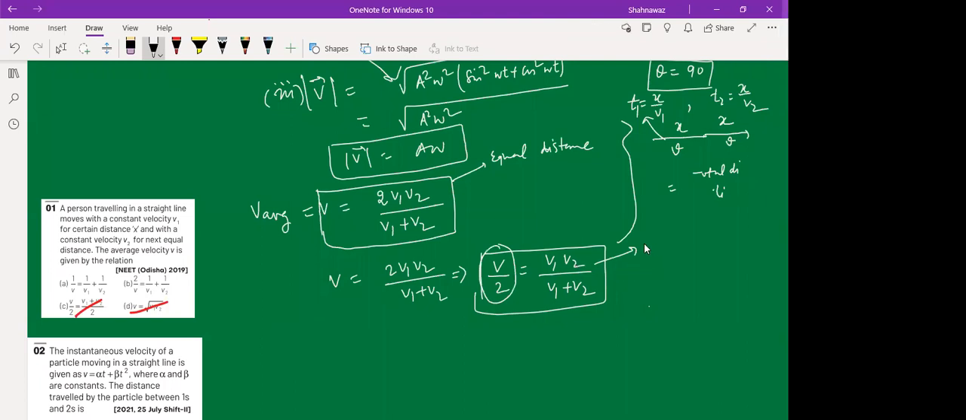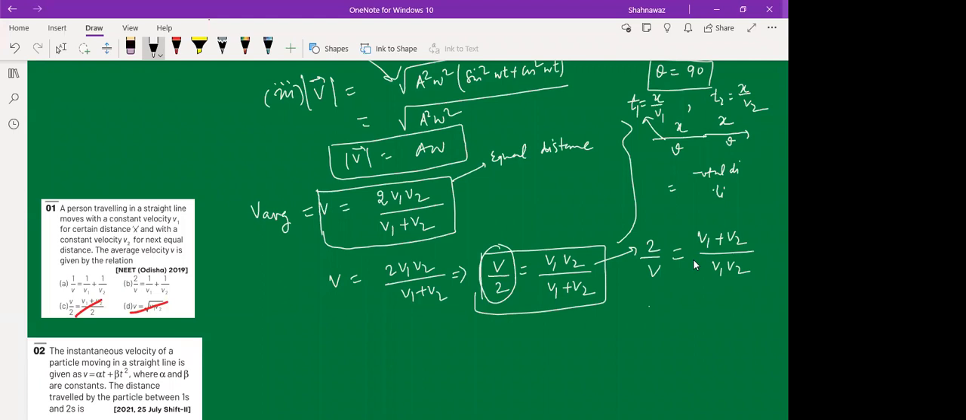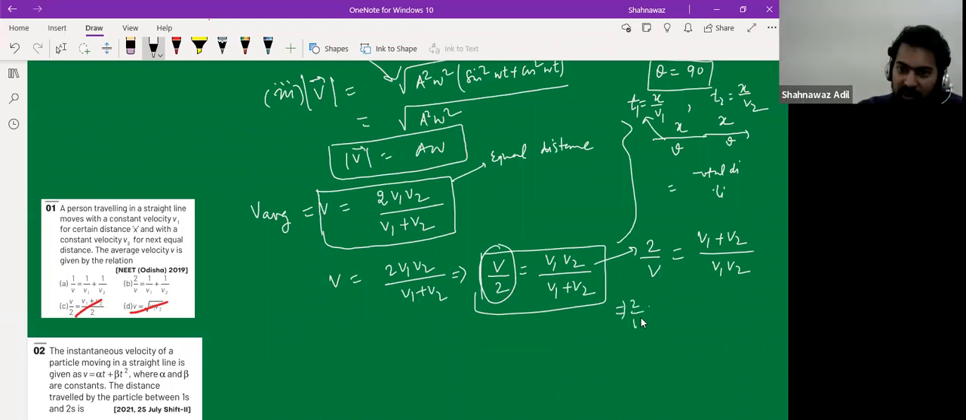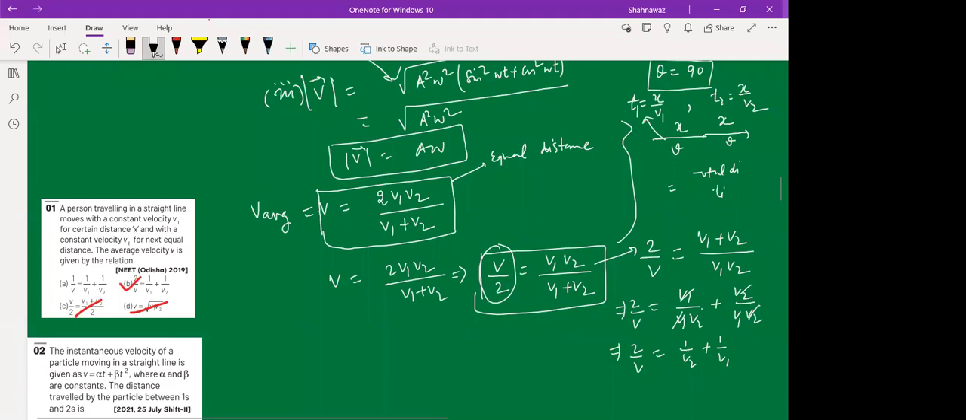Yes, sir. So this will be 2 by V, and this will be V1 plus V2 by V1, V2. Any problem in doing that? No, sir. So this is matching with the option. So this will be V1 by V1 into V2 plus V2 by V1 into V2. So this cancels and this cancels. So 2 by V is 1 by V2 plus 1 by V1. Okay, so which option is correct? This option, right? Any question? Yes, sir. No, sir.